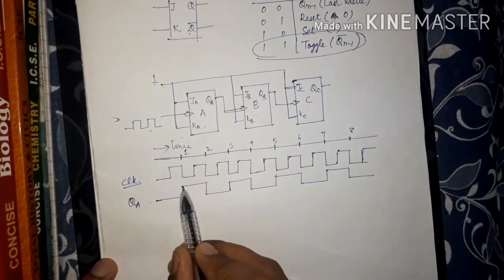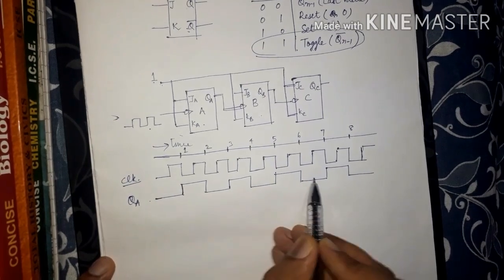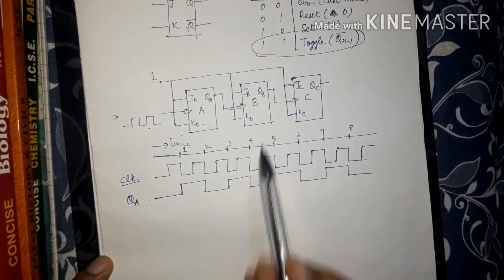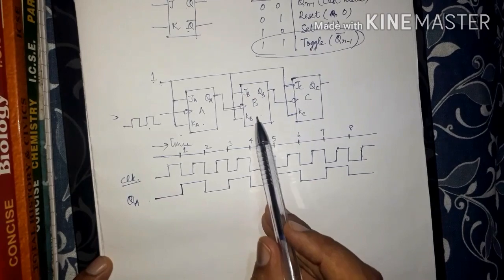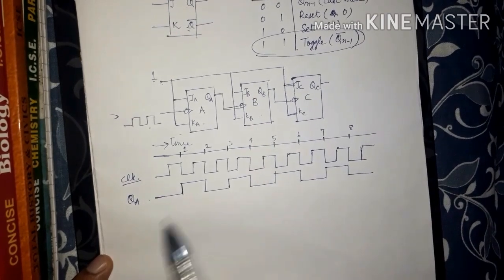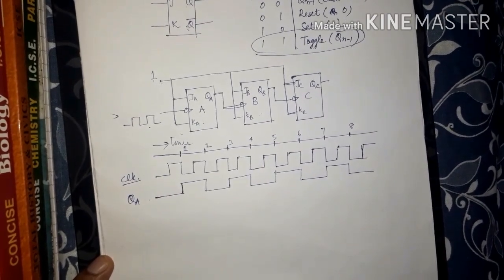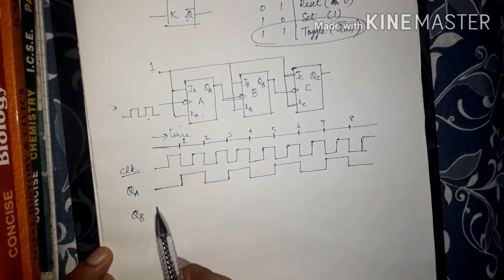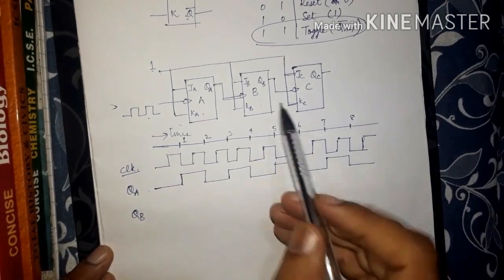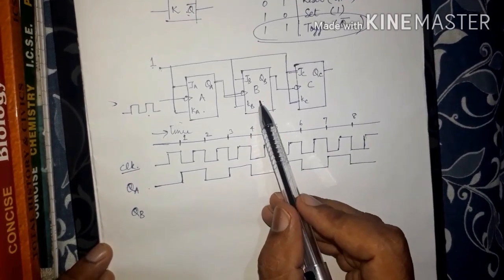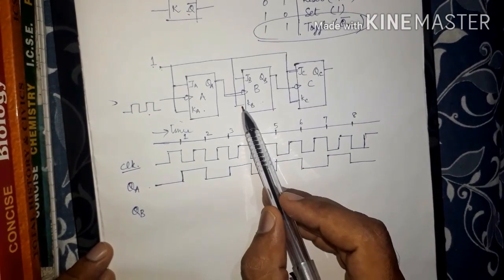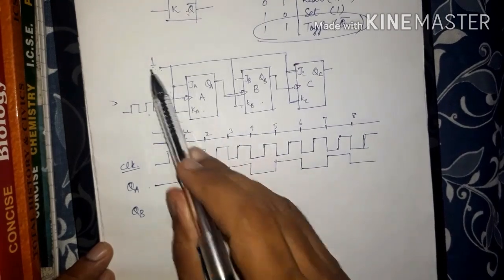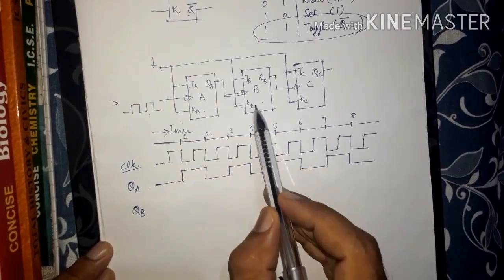Starting from 0 it becomes high, then low, then high, then low, and so on. So now let's focus our concentration on the flip-flop B. Its output also will be achieved in the same form, pulse form. Again this flip-flop is also in toggle state, 1 at J, 1 at K.